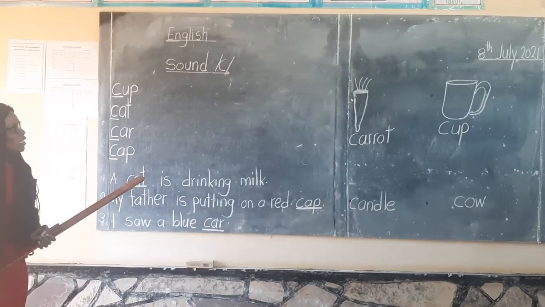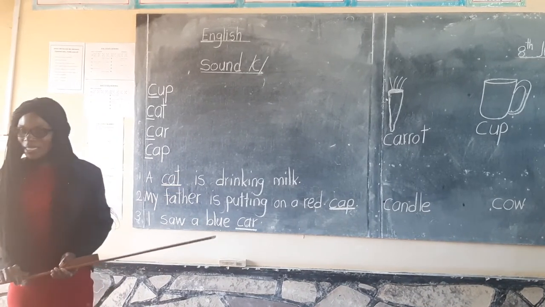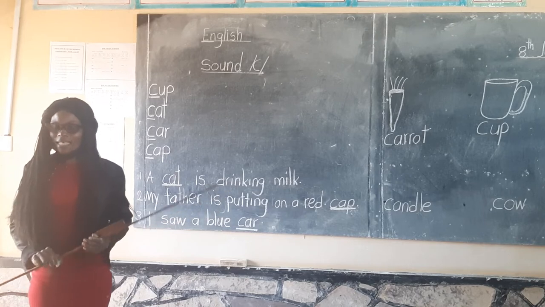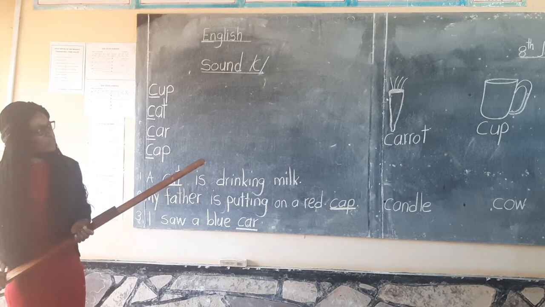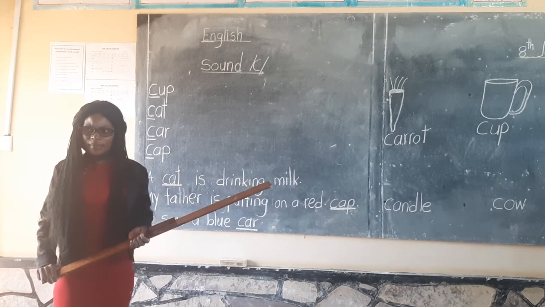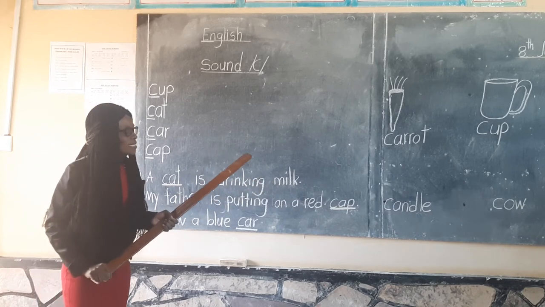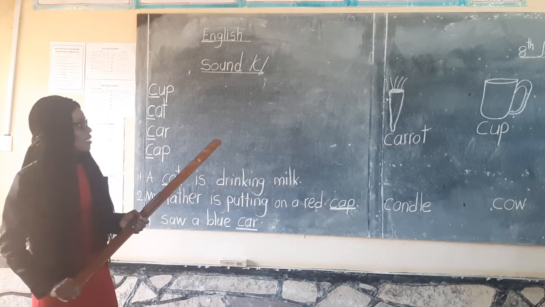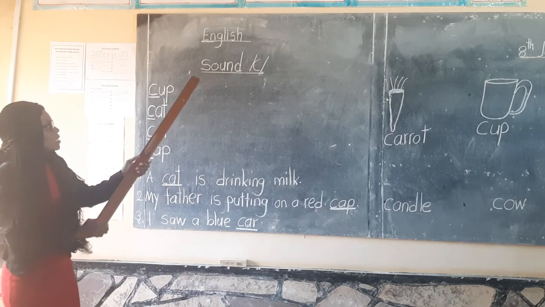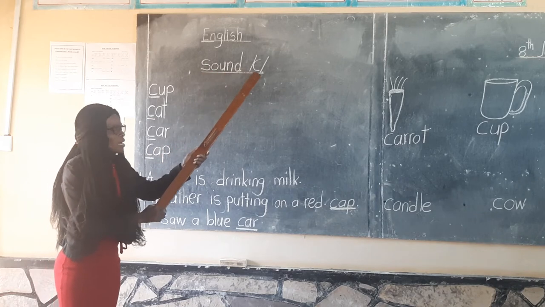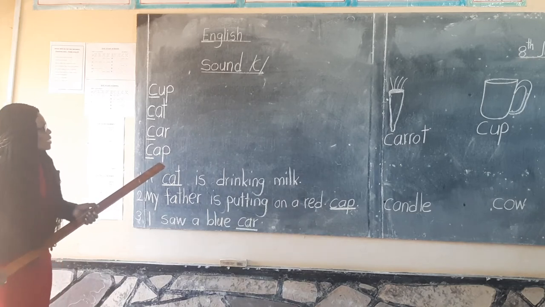I want someone to tell me, what have you learned today in English? Letter C. Very good. We have learned about letter C. And what could be the sound for letter C? Letter C sound. Okay. We learned letter C sound. And we learned the words cup.